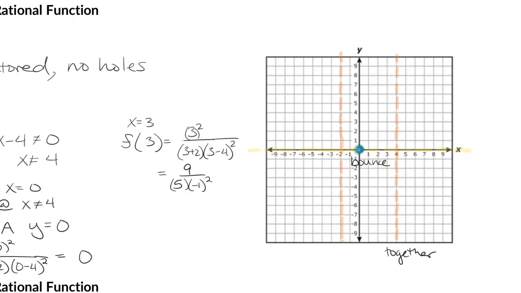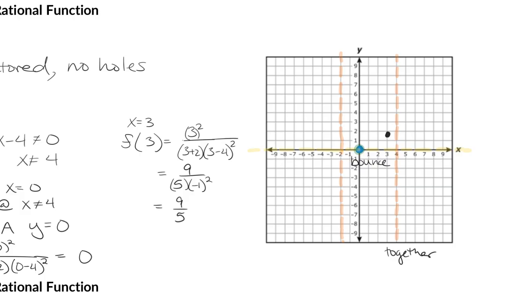Negative 1 times negative 1? Positive 1. So we have 9 over 5 times positive 1. That ends up just being 9/5. Kind of gross to graph this, but we can. If we go to 3, we should go to 9/5, which is somewhere like here-ish. Do your best.